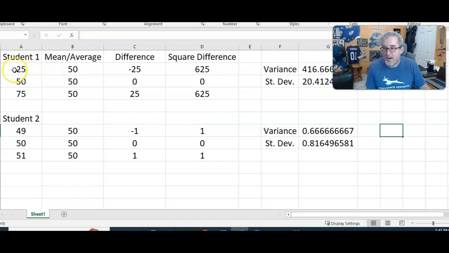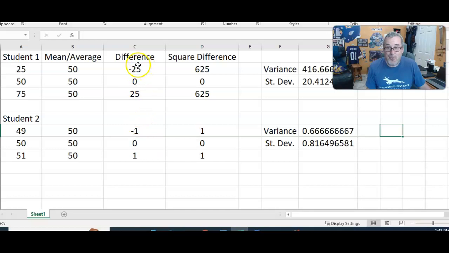So 25 points is 25 points away from the mean of 50 on the negative side. It's lower than the mean. 50 to 50 is exactly right at the mean, so there's no difference. And then 75 to 50 is 25 points above the mean. Or 1 point below, right at the mean, 1 point above the mean. So we keep track of those differences.